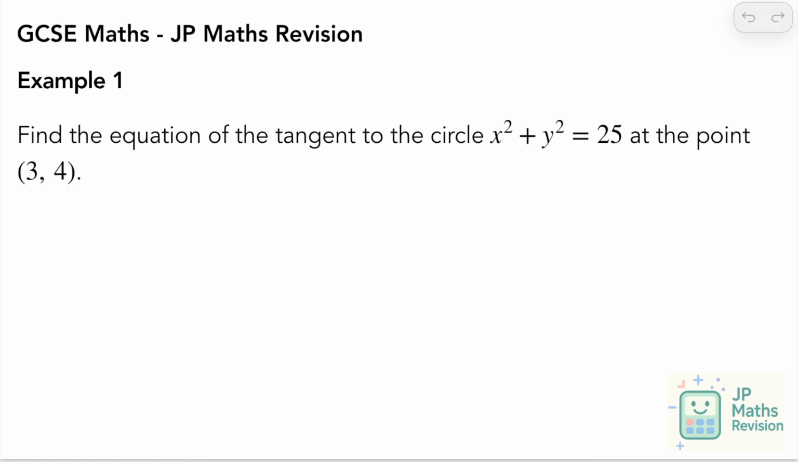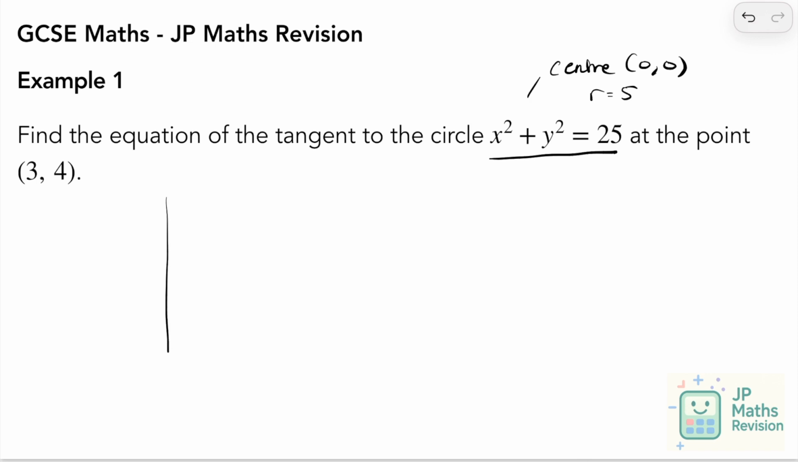So here's an example. We need to find the equation of the tangent to the circle x squared plus y squared equals 25 at the point 3, 4. It's important to note that x squared plus y squared equals 25 has a centre at 0, 0 and a radius of 5. If you're unfamiliar with equations of circles, I would recommend having a look at that video. But otherwise, we can safely say that the centre is 0, 0 and the radius is 5.